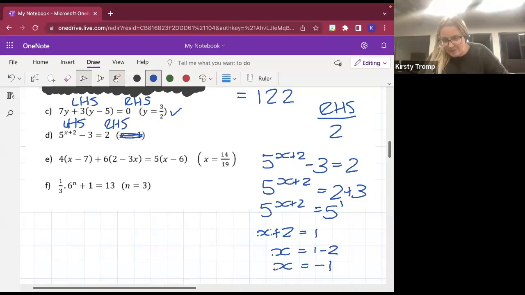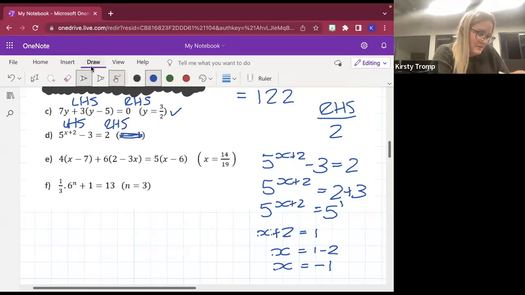So do you see I've got 5 to the x plus 2, I've got 5 to the 1. If the bases are the same on both sides, what can I do? I can drop the base. Do you see I dropped the base? Please indicate where did you drop the base? Sure, of course. Here it is.